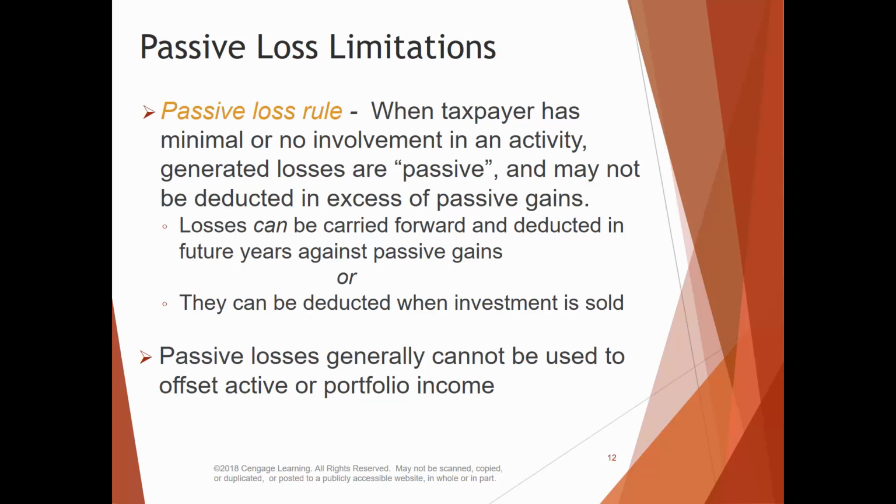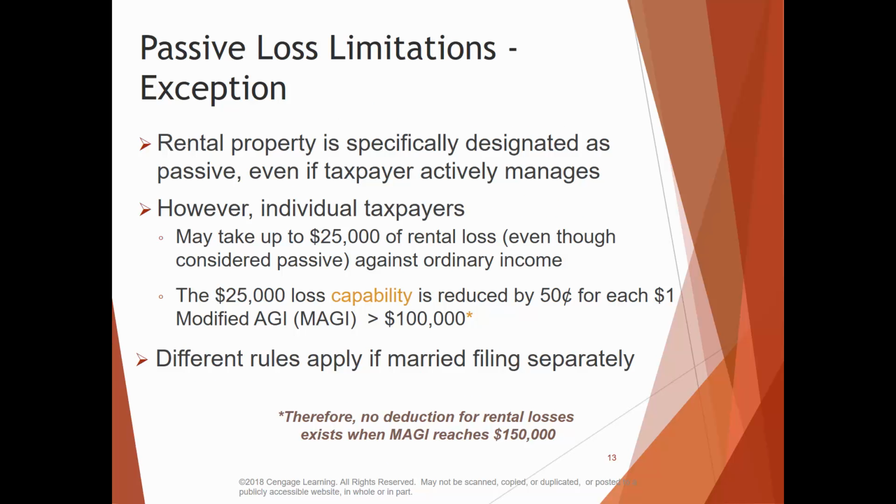You can always take your passive losses forward in the hopes that you have passive gains down the road. But the general rule is that you can't ever use them to offset active or portfolio income. Okay, so you're limited. Because they're generally tools of high net worth people. But the exception is with rental real estate. Rental real estate is specifically designated as passive, and you should probably put this in your notes.